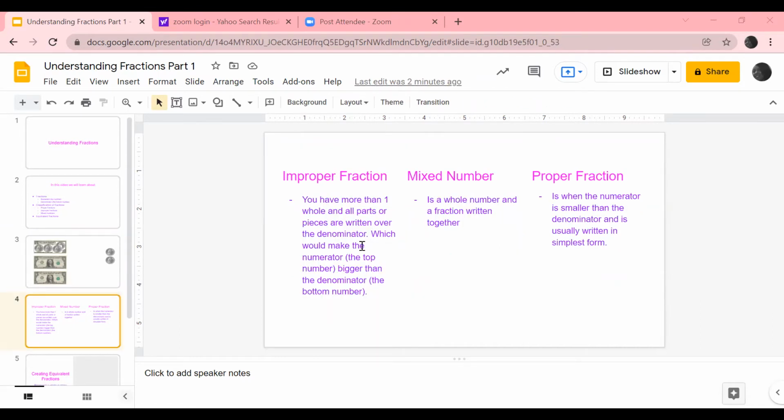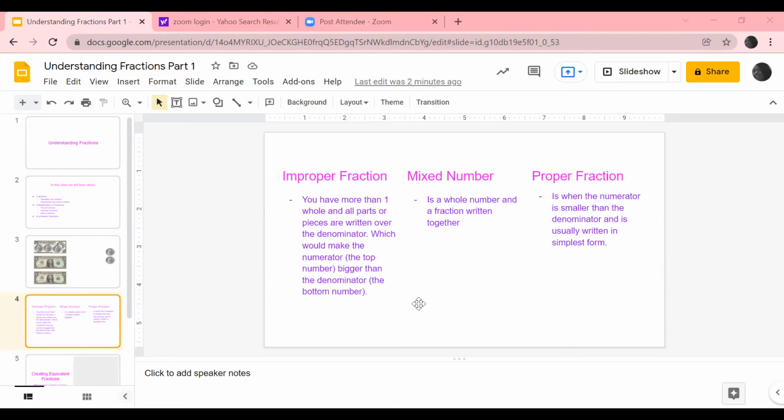So now we're going to refer back to the definition, and we're going to talk about improper fractions, mixed numbers, and proper fractions. So as an improper fraction, you will have more than one whole, and all the parts or pieces are written over the denominator, which will make the numerator, the top number, bigger than the denominator, the bottom number.